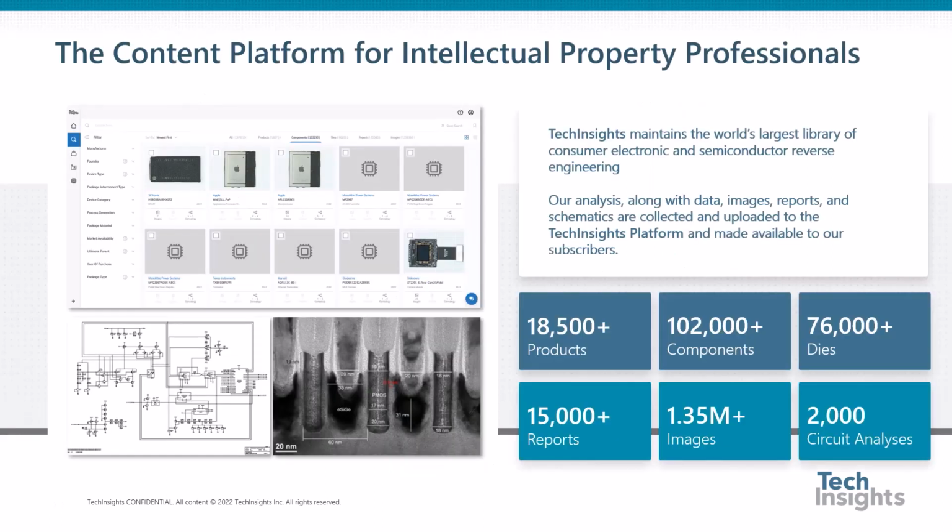Finding evidence of use is enabled by the Tech Insights platform. The Tech Insights platform is the world's largest research library of semiconductor and market analysis. The information contained in the platform can be used to find evidence of use, perform prior art or prior use searches, or can be used for purely competitive analysis reasons. I will now demonstrate some of the types of analysis that are available on the platform that are relevant to the mobile RF space.